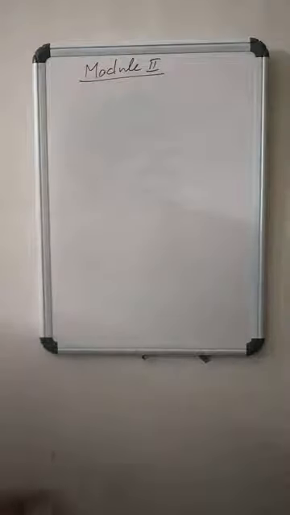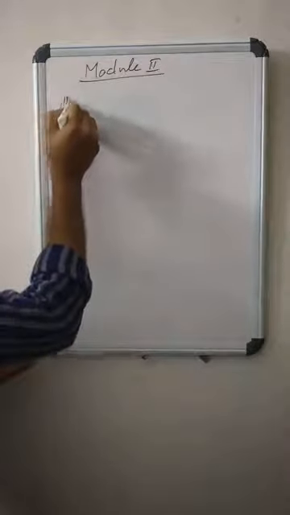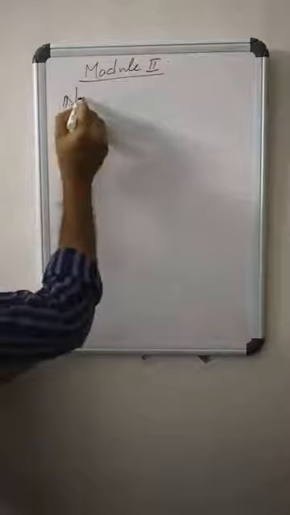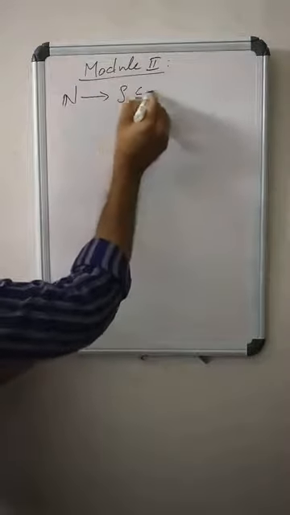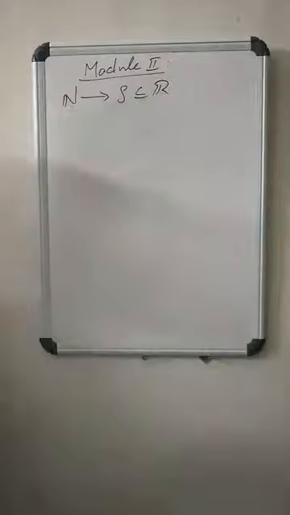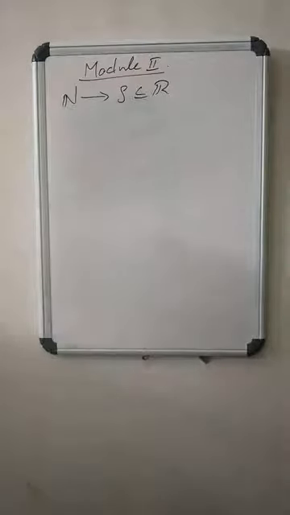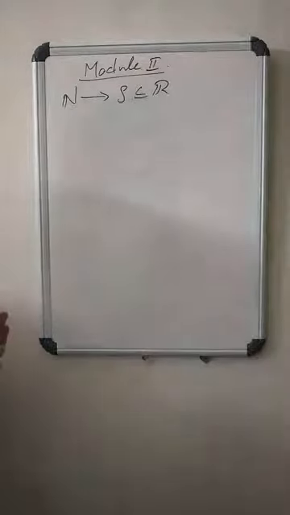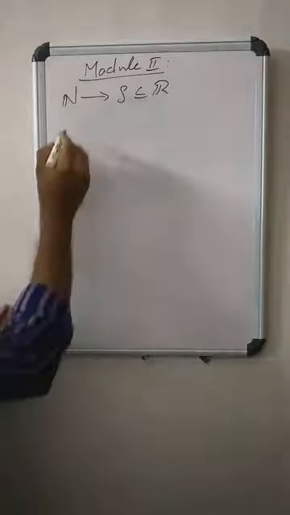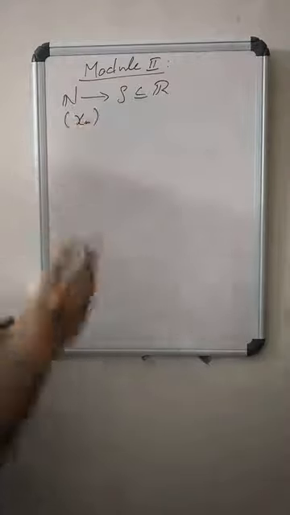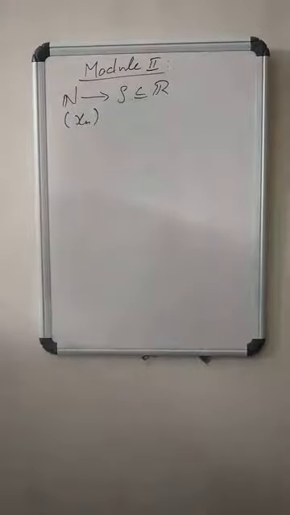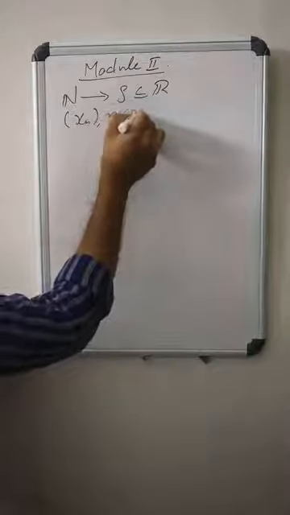A sequence of real numbers is nothing but a function from the set of natural numbers to a subset of R. The values of this function are called the terms or elements of the sequence, and it is denoted by (xn). This is read as the sequence xn, where n belongs to N.